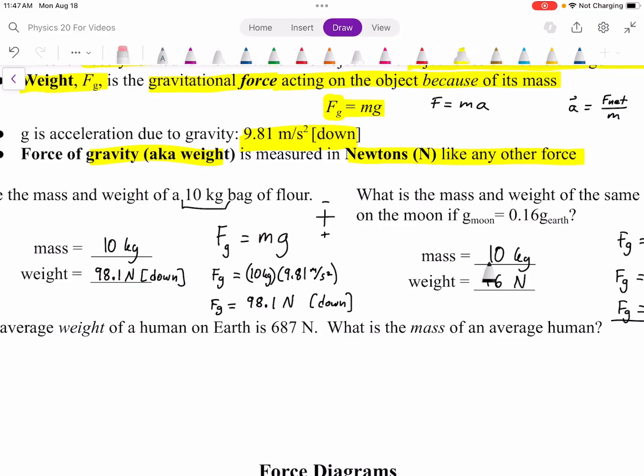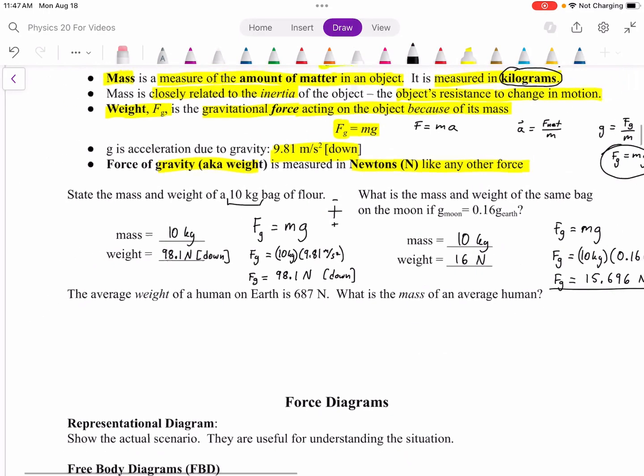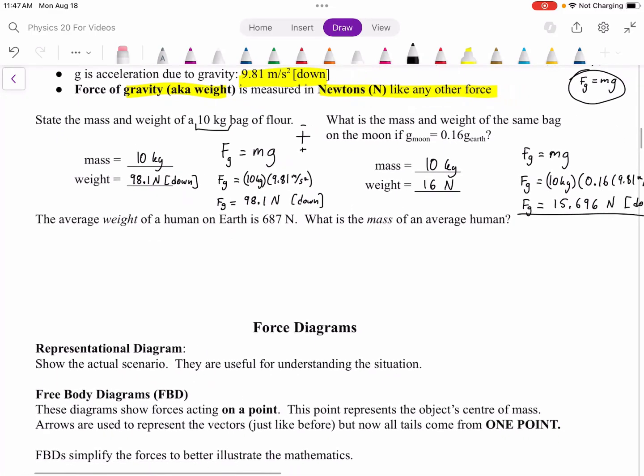So notice, mass the same, weight very different on the moon versus Earth, because weight is a force. It's a push or a pull. Mass is a scalar. It's just how much stuff is there. Okay, let's try this one out.